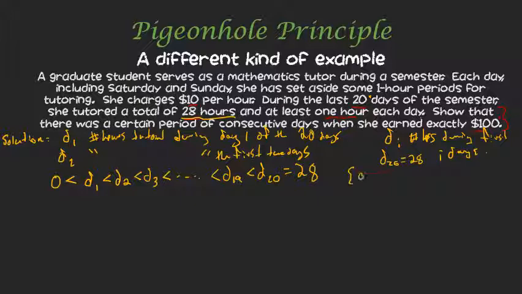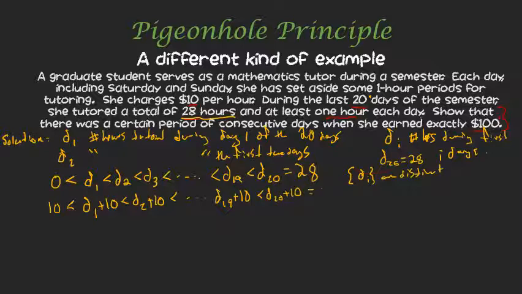Actually, let me make a comment here. The D sub i's are distinct. No two are the same. And then the same will happen if I add 10 to everything. So D sub 1 plus 10 is less than D sub 2 plus 10, and so on, D sub 19 plus 10 is less than D sub 20 plus 10, and that's 38 total there. And again, since I just added 10 to everything, they'll still be distinct. D sub i plus 10, this sequence, this set, are also distinct, or there are distinct values in the set, no repeats.